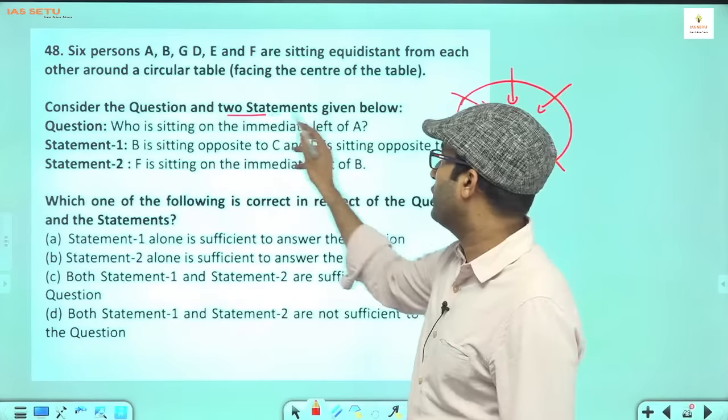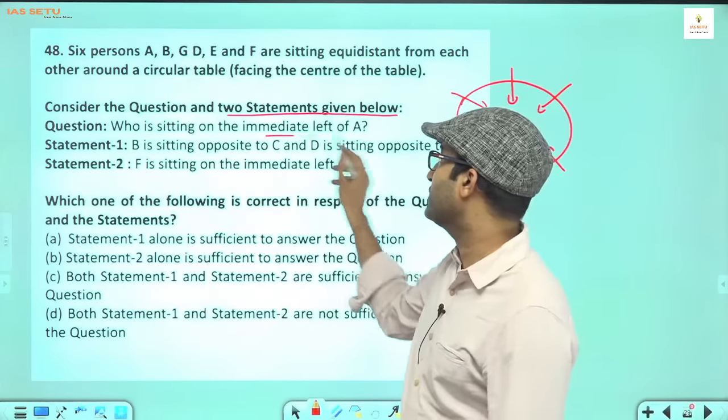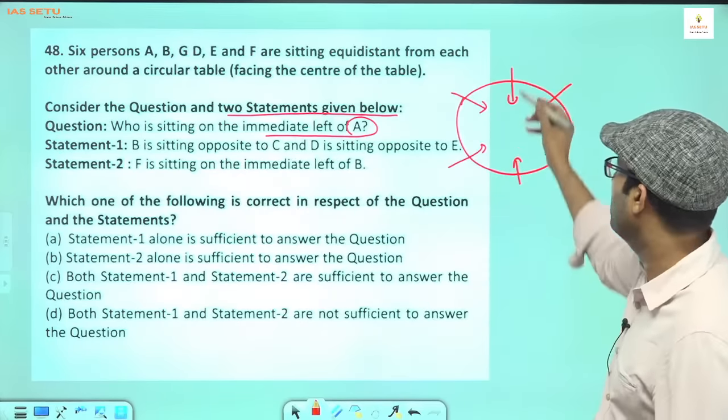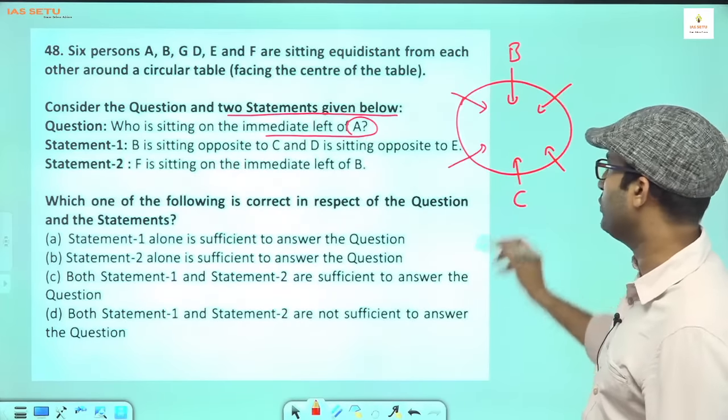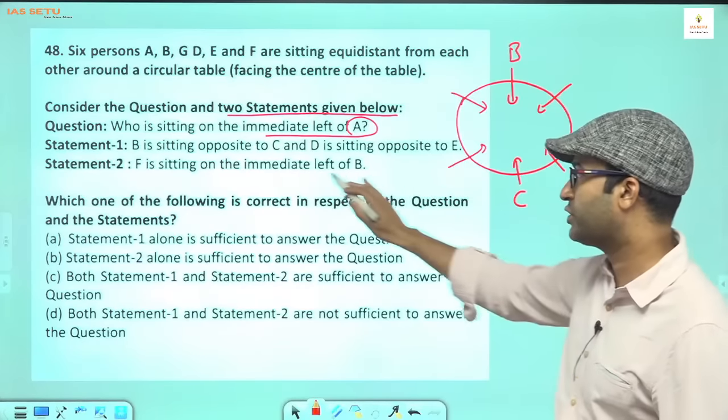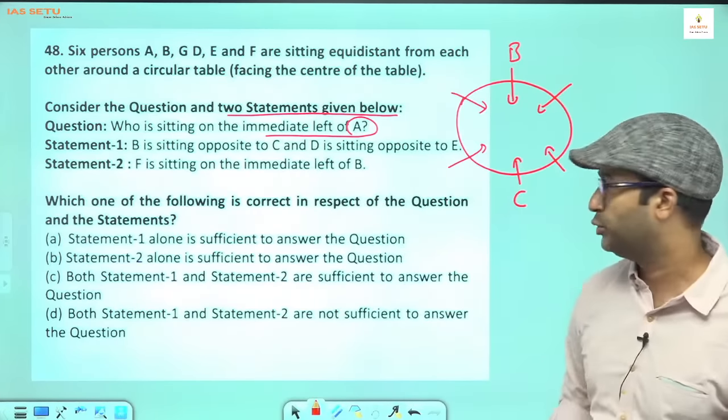Consider the following two statements given below. Who is sitting immediate left of A? Start with the first statement. B is sitting opposite of C. D is sitting opposite of E. We don't know the positions of D and E. So with statement 1 alone, we don't know the position of A.